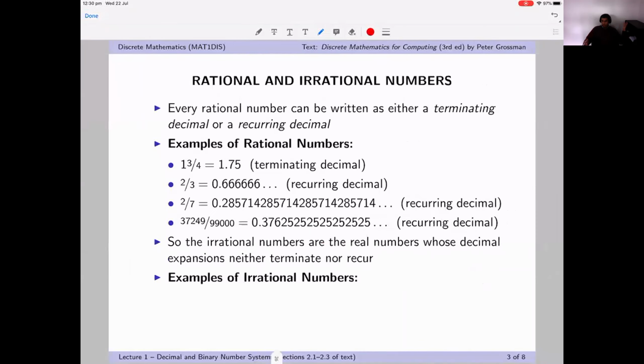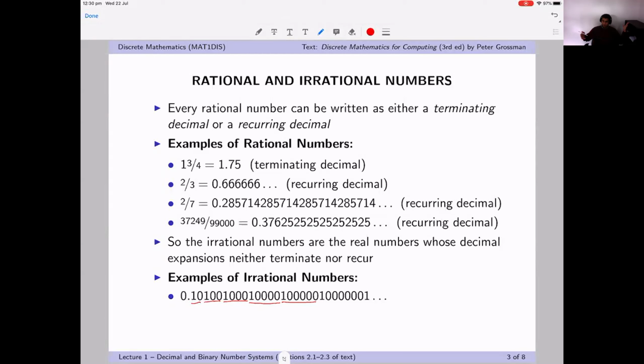So irrational examples are, as you can see, 0.10, 100, 1000, 140, and so on. As you can see, there is no periodicity. A block is not repeating itself after certain instances, right? So there is no repetition. So this number is irrational.